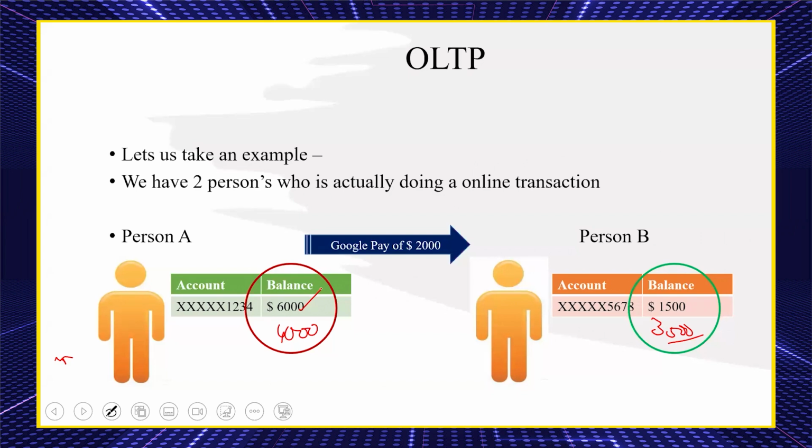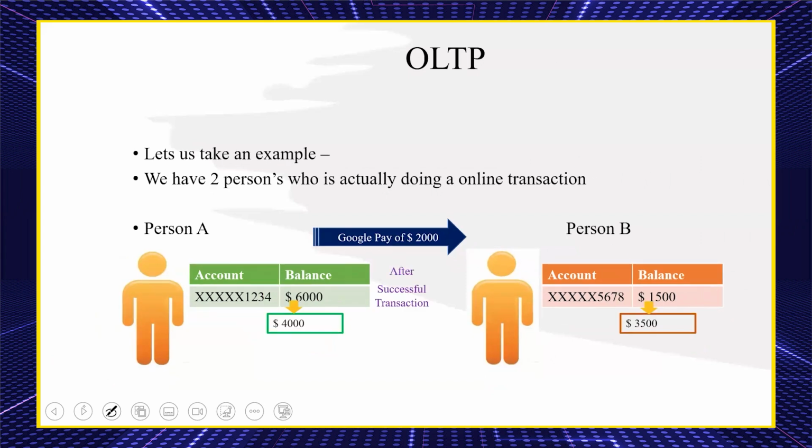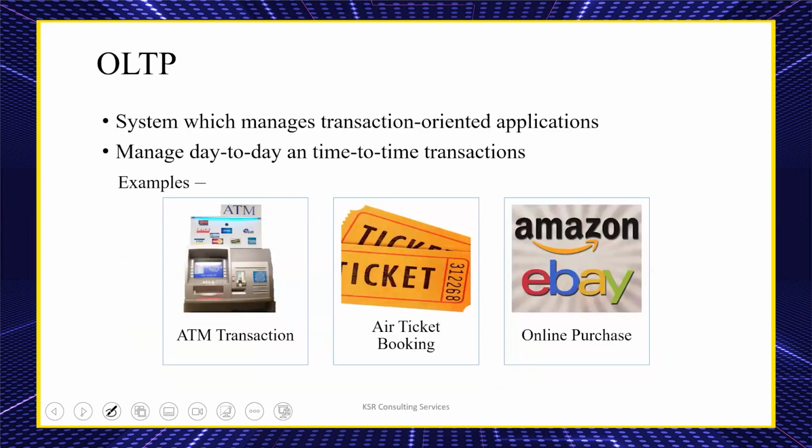Immediately you need to update the ticket status, right? Imagine the operator has given the same ticket to two people. What will happen? They will fight each other, right? So these are some examples. So where do we use OLTP? Online transaction processing system, which manages transaction-oriented applications, manages day-to-day activities, time-to-time transactions. These transactions should be done immediately, within a fraction of seconds, not a fraction of minutes, a fraction of a second.